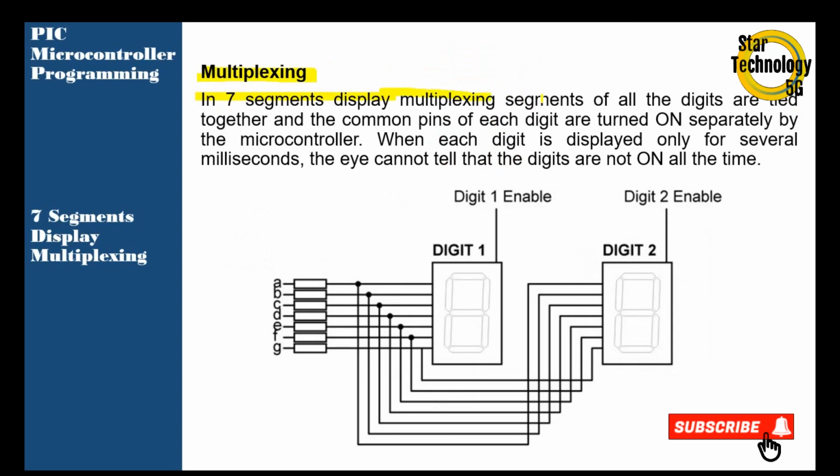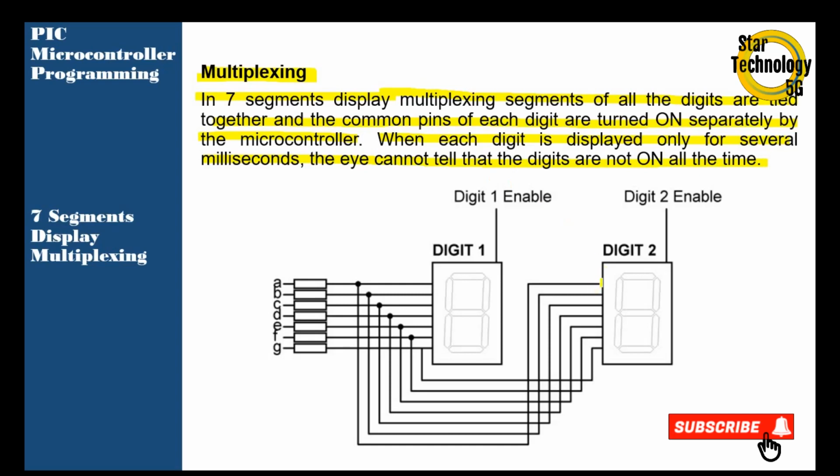In 7 segment display multiplexing, the segments of all the digits are tied together and the common pin of each digit is turned on separately by the microcontroller. When each digit is displayed only for several milliseconds, the eye cannot tell the digits are not on all the time. You can see in this figure.